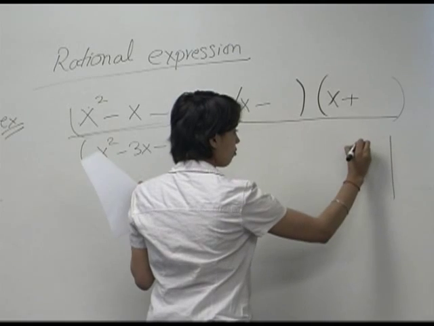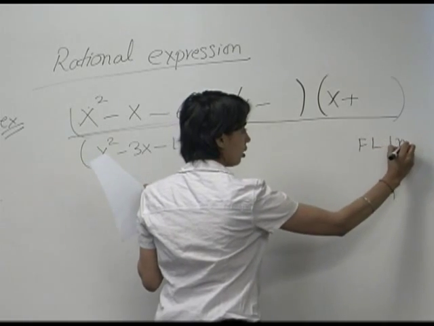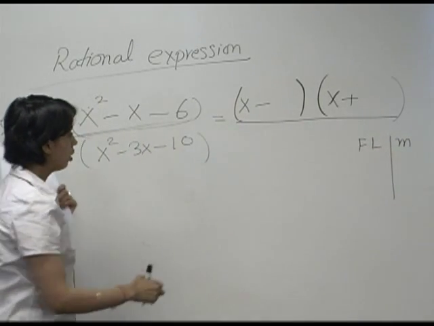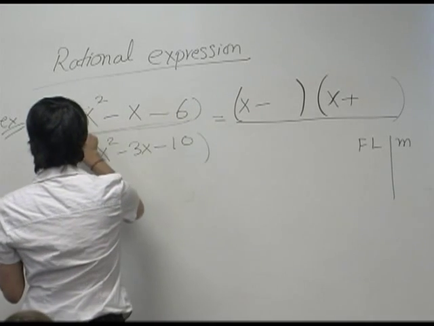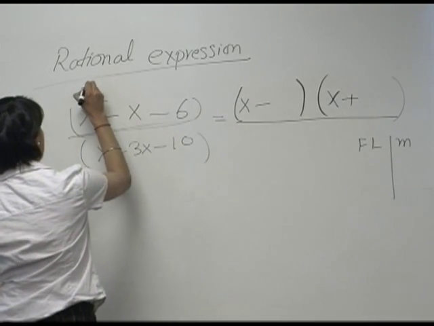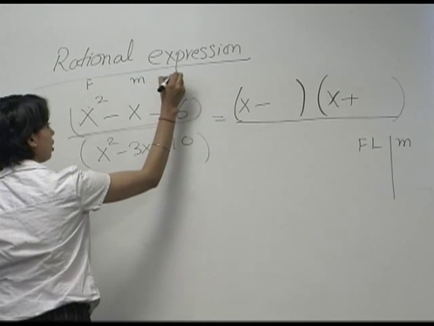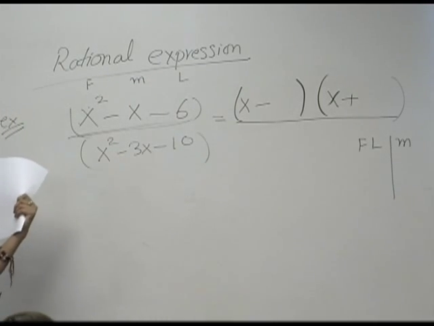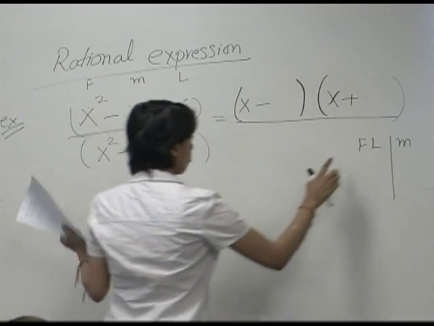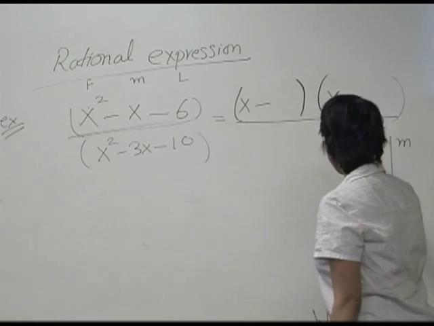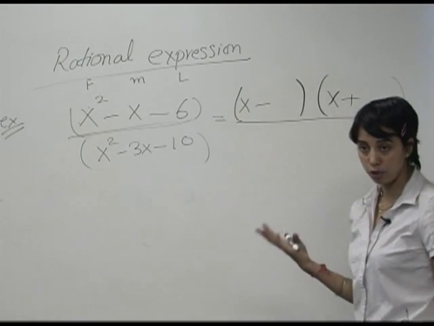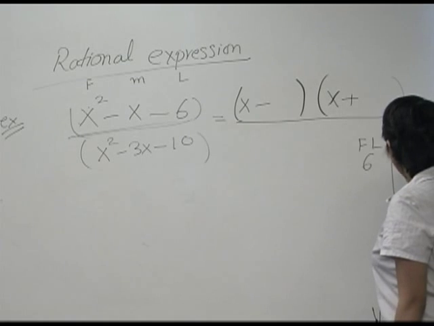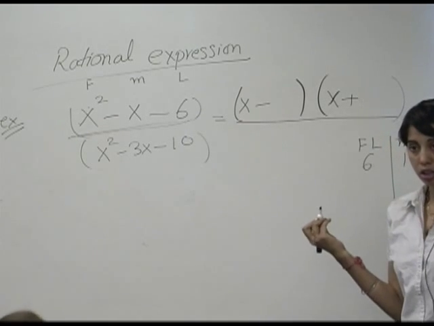And then first, last and the middle, FLM. The first and the last term is 1 and 6. Remember, this is your first, this is your middle term, this is your last term. First, middle and last. For the first and the last, you just write down the number, no sign. You don't have to worry about the sign. Your middle number is 1, right?